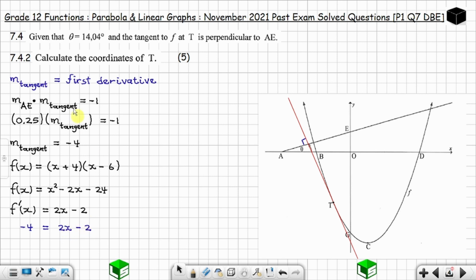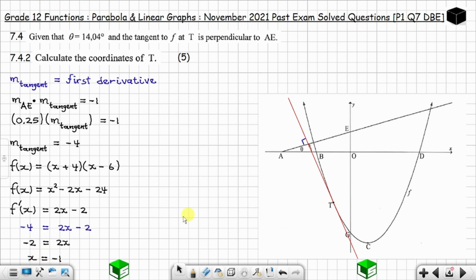I hope you can see that. So I'm using this formula. This is the tangent, -4. First derivative is this one. You take your -2 to the other side. You're going to have 2 minus 4. It's going to be -2 is equal to 2x. And so x is equal to, when you divide by 2 on both sides, x is equal to -1. I hope you can see that. You divide by 2, you get x. You divide by 2 there, you get -1. So this is the x coordinate of the point of contact.